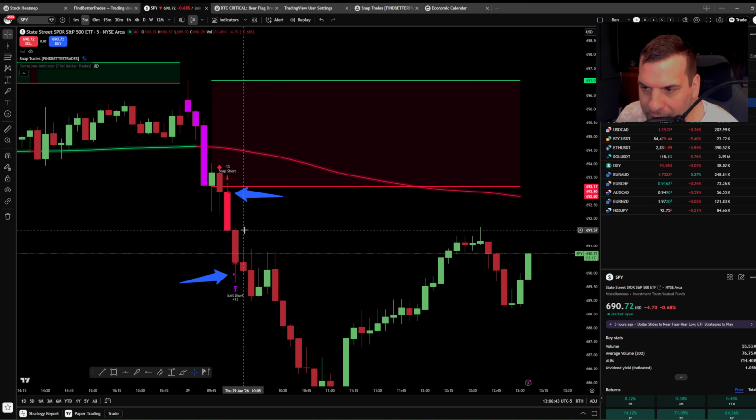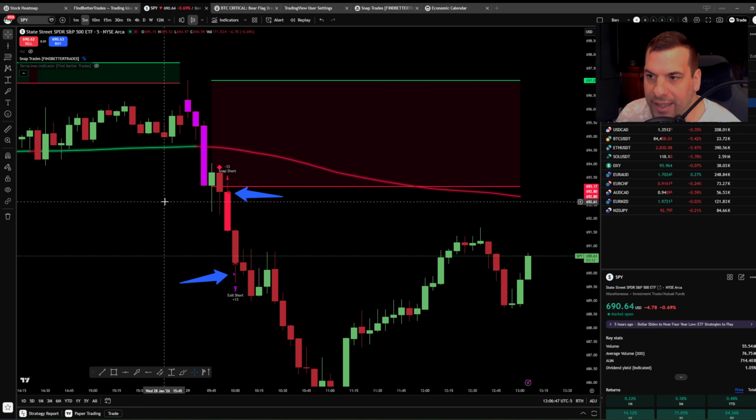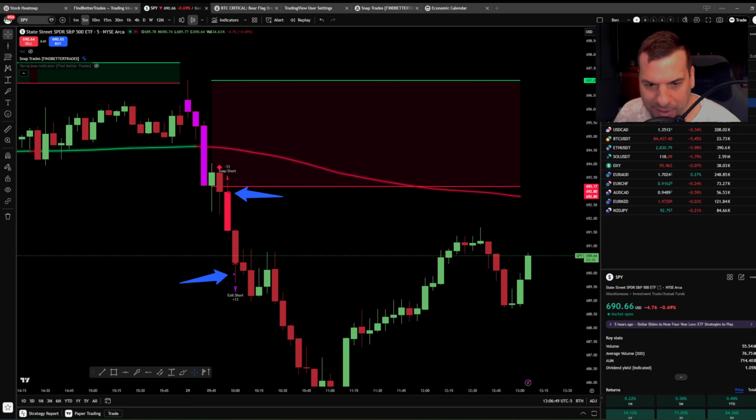So yeah, it's a cool little strategy, and I think it's something that is really going to be a game changer for these quick little scalps in the market.